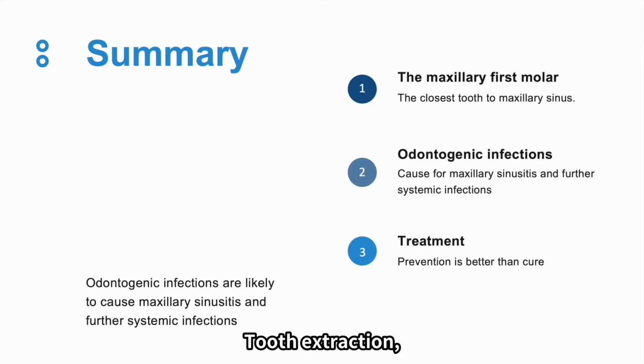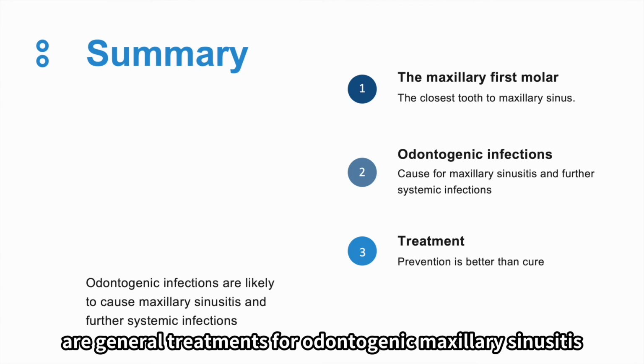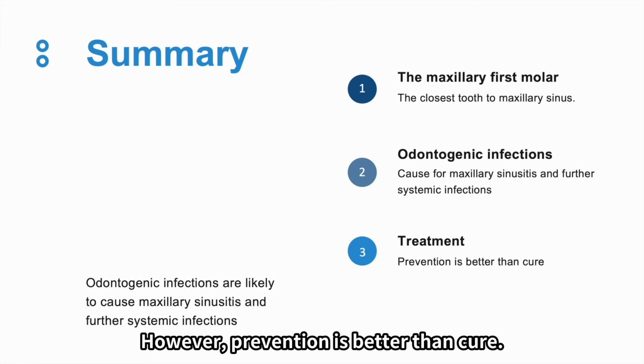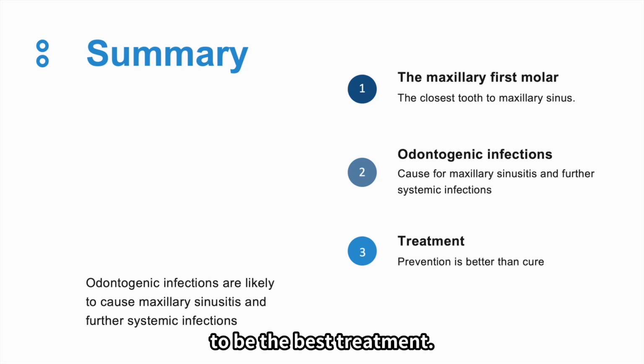Tooth extraction, root canal treatment, and taking antibiotics if necessary are general treatments for odontogenic maxillary sinusitis. However, prevention is better than cure. We consider that taking good care of one's own teeth daily to be the best treatment.